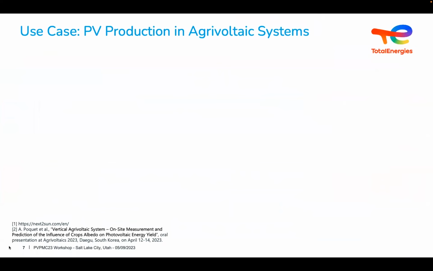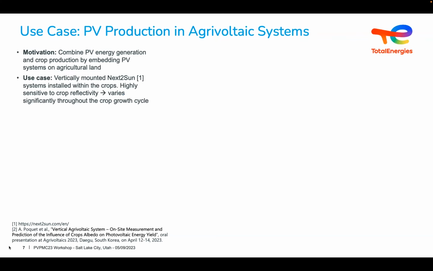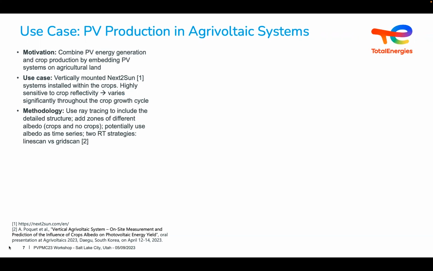Okay, the next part is some use cases. The first one is about PV production in agrivoltaic systems. The motivation is to combine PV energy generation and crop production by embedding PV systems on agricultural land. This specific use case is vertically mounted east-west systems that are installed within the crops, and they are highly sensitive to the crop reflectivity. And the reflectivity itself, or albedo, varies throughout the crop growth cycle.